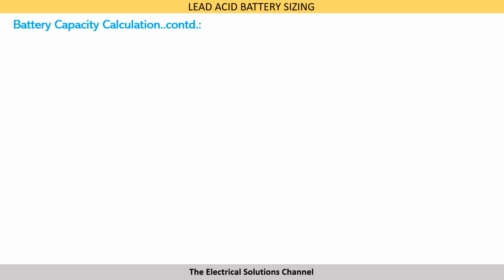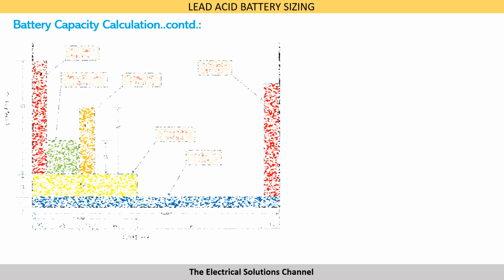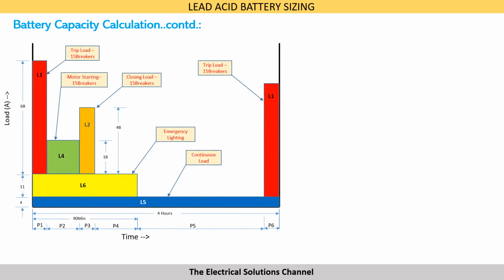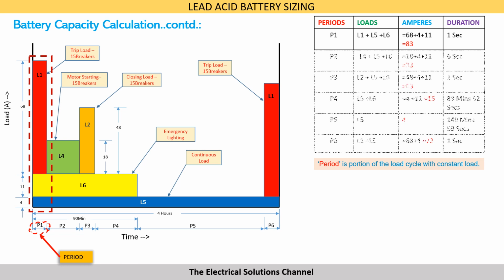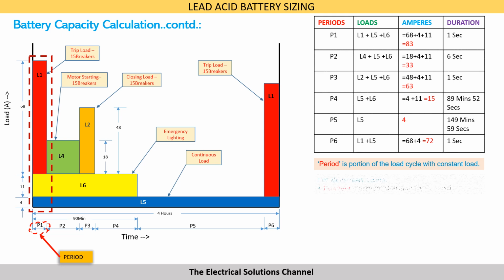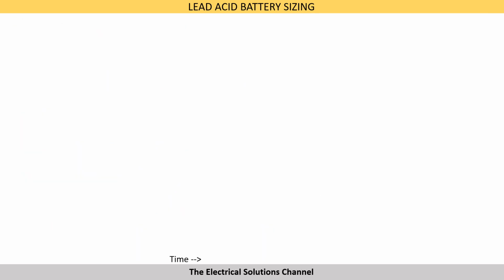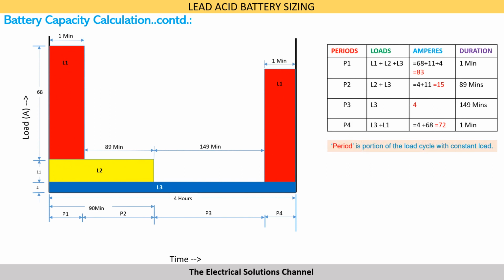Let us now try to calculate the lead acid battery ampere hour capacity using the load cycle calculated in my previous video. In this connection, IEEE 485 introduces a term called period, where period is defined as a portion of the load cycle with constant load. Also for lead acid battery sizing, the duration of momentary load is considered as minimum 1 minute. By converting the momentary loads to 1 minute, the load cycle has been simplified as shown in the diagram and the load table.